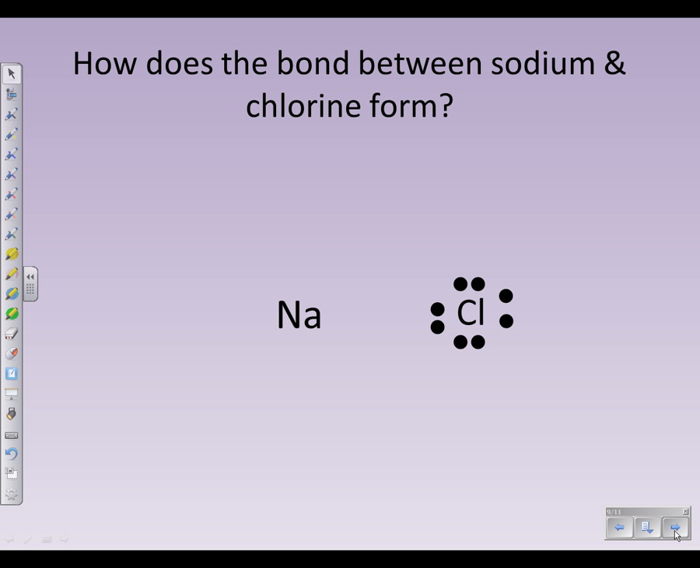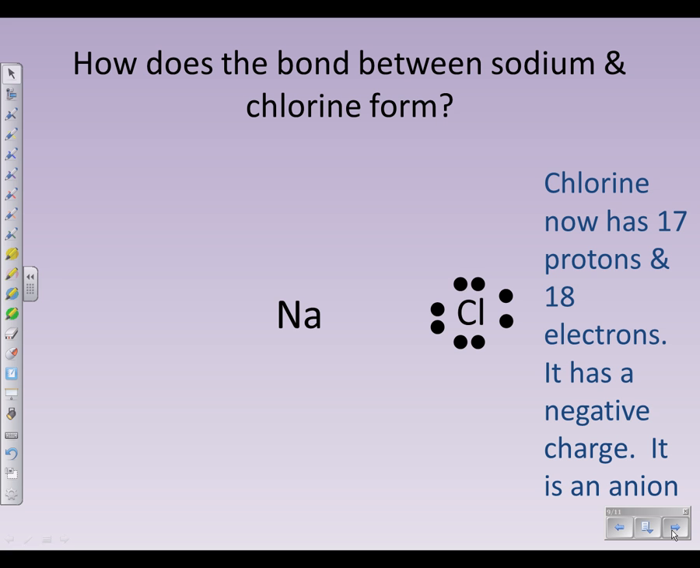So here, after the transfer of the electron from sodium to chlorine. Sorry, I did them backwards. Underneath letter D on page 3, number 2, chlorine. It now has 17 protons. How do I know chlorine has 17 protons? That's the atomic number of chlorine. That doesn't change. But now it has gained an electron, so it has 18 electrons. It has more electrons than protons, so it has a negative charge. It is an anion.